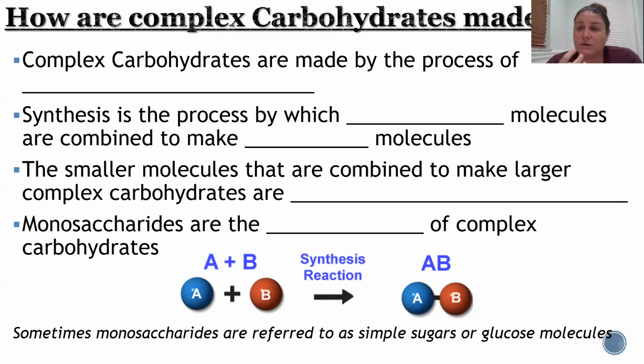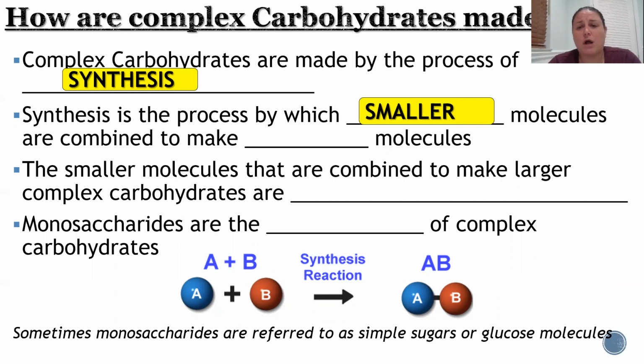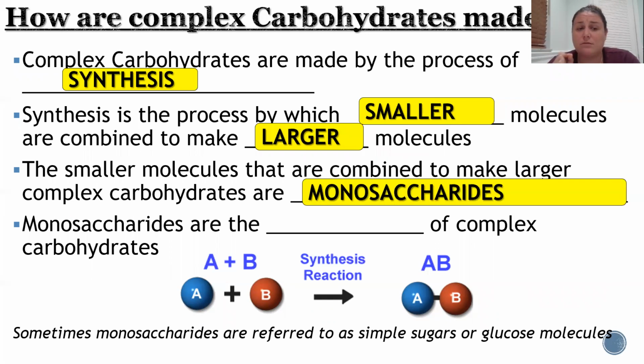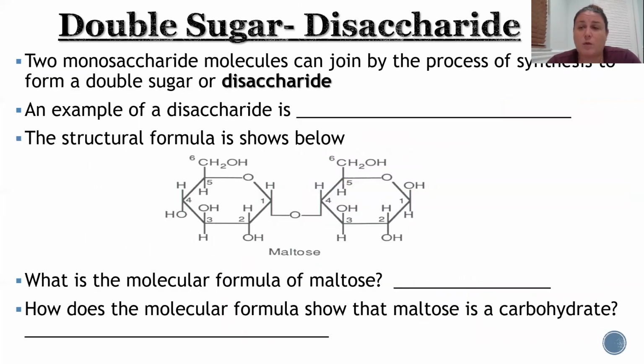Now, how do we take those monosaccharides and make more complex carbohydrates? Remember, we're doing this through the process of synthesis, which in AICE we call condensation reactions. And these condensation reactions are the process by which we're taking smaller molecules and combining them to make much larger molecules. And the smaller molecules that we're using to make larger, more complex carbohydrates are going to be those monosaccharides that we talked about, things like glucose and galactose and fructose. And because we're using them to build things that are more complex, we would say that the monosaccharides are the monomers of these complex carbohydrates that we're going to build. So first thing that we're going to build is what we call a disaccharide.